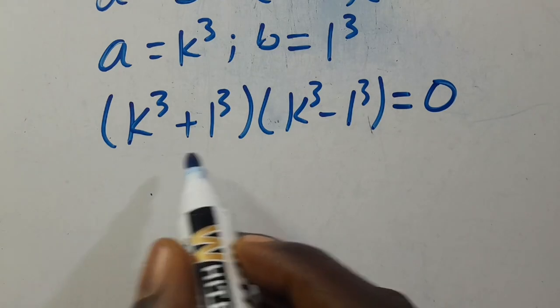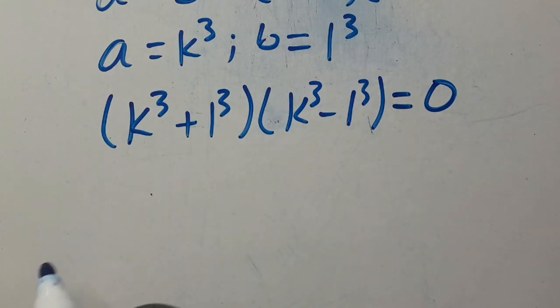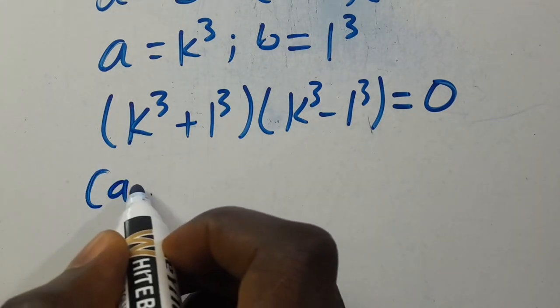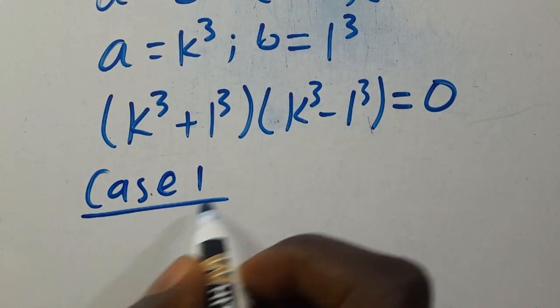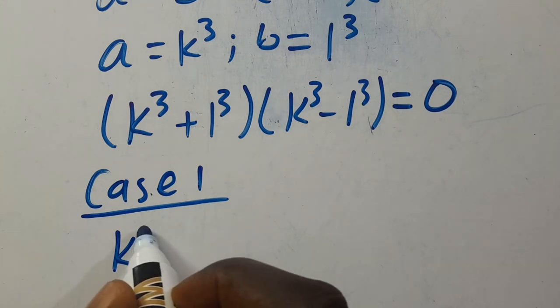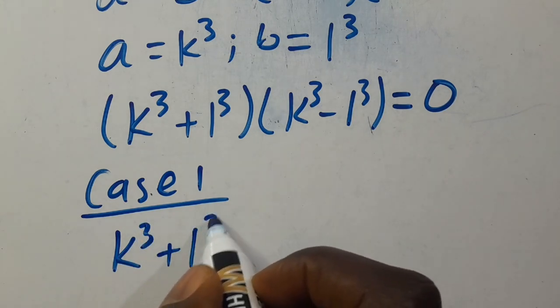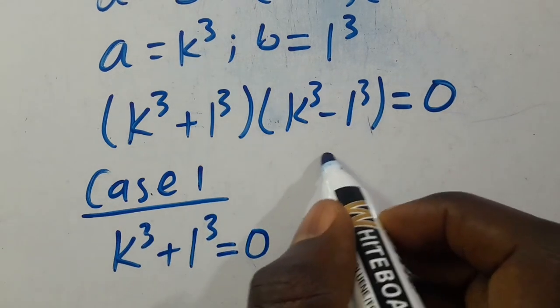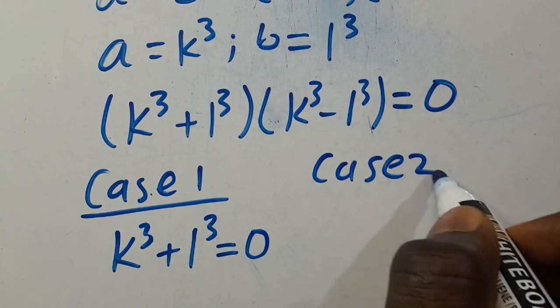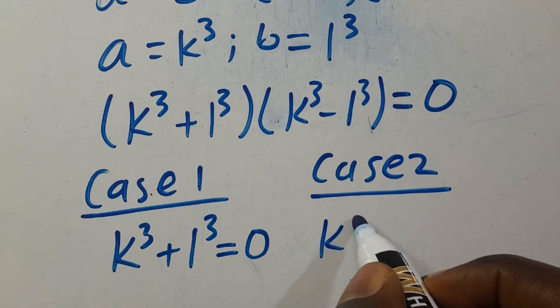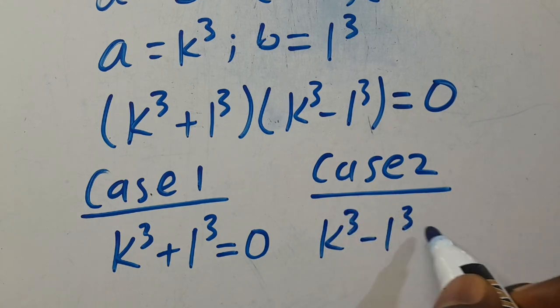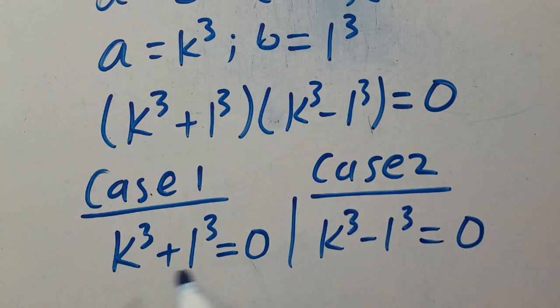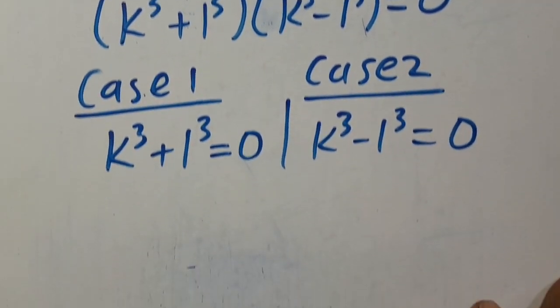Now for this particular expression to be equal to 0, let's say case 1 is that k to the power of 3 plus 1 to the power of 3 must be equal to 0, or we have case 2: k to the power of 3 minus 1 to the power of 3 must be equal to 0, for this expression to be equal to 0.